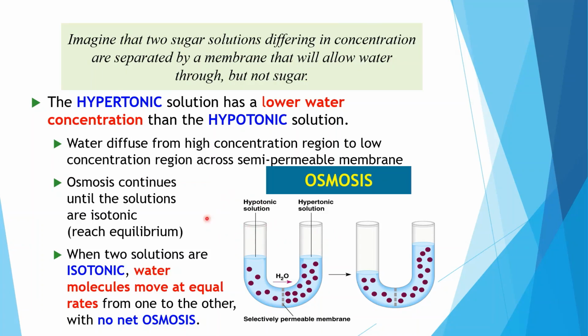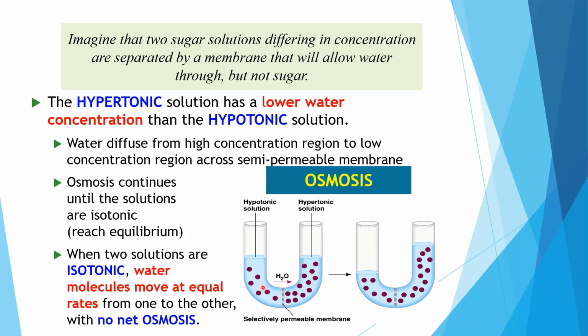In hypotonic solution, there is a high concentration of water but less concentration of the solute. In hypertonic solution, there is a high concentration of the solute. It means high concentration of the sugar compared to the water. So in the osmosis process, water molecules move from the high concentration region to the low concentration region.